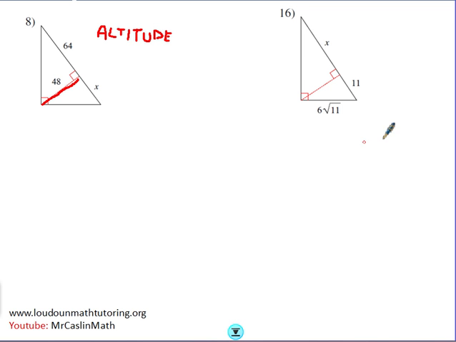Okay, notice this large right triangle over here. Here, they don't give us any information about the altitude. What they've done is they've given us information about one of the legs of the right triangle. So we're going to call this a leg problem, and we're going to solve this slightly differently. So let's tackle the altitude problem first.